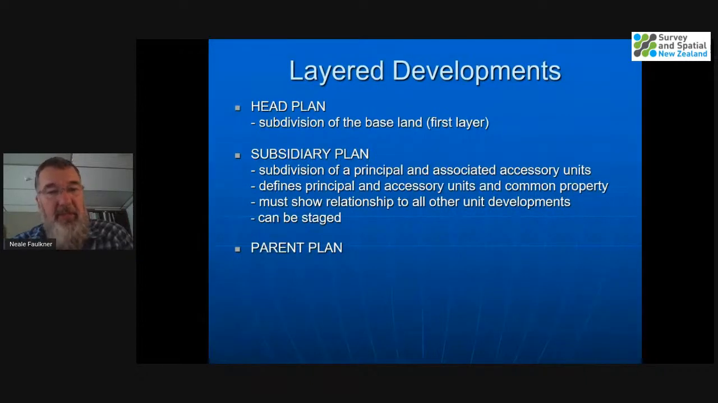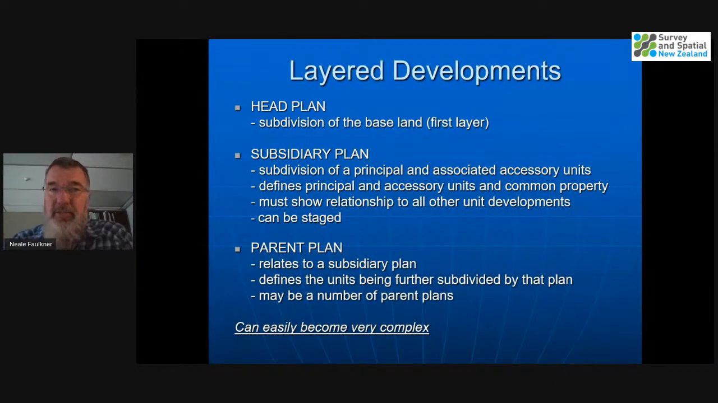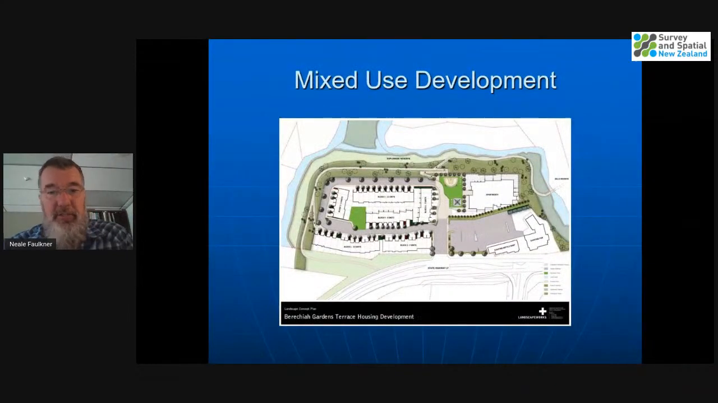So the parent plan, as I said before, is the unit plan immediately above the subsidiary plan. In other words, it's the plan of the unit that you're then going to further subdivide. So it relates to a subsidiary plan. It defines the units being further subdivided by that plan. And there may be a number of parent plans. There's only ever one head plan, but there may be a number of parents depending on how many subsidiaries you do. And as I said before, we've done a number of these. They can easily become very complex. So you enter into them with a bit of caution, and I'll talk about that in the lessons learned at the end of this webinar. So here's just some examples.